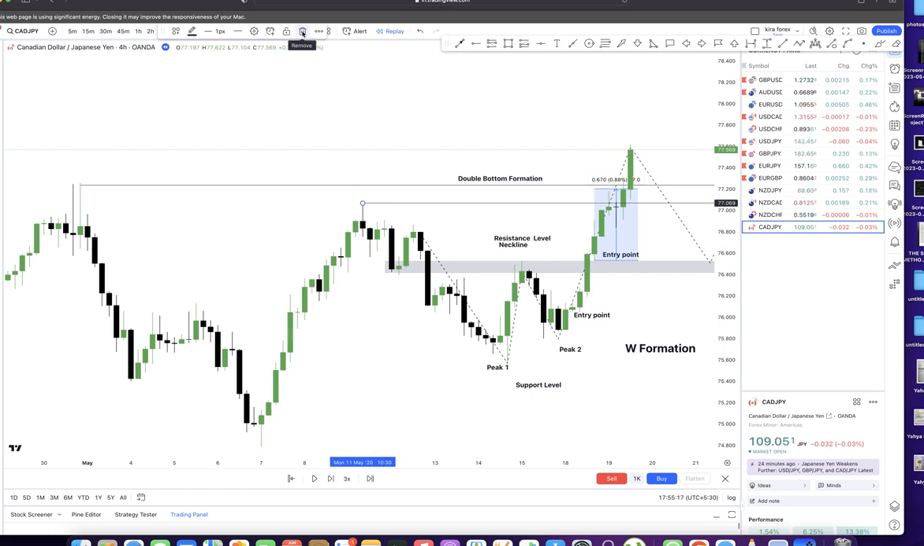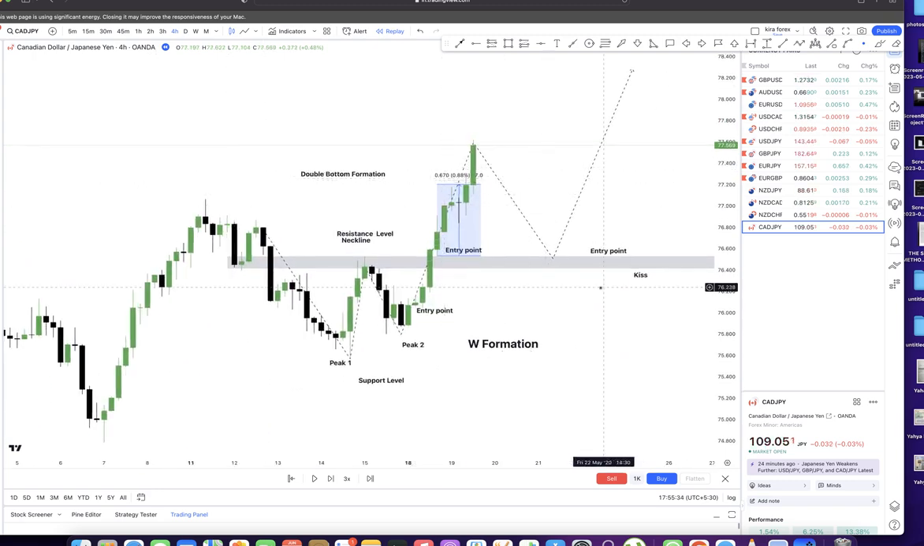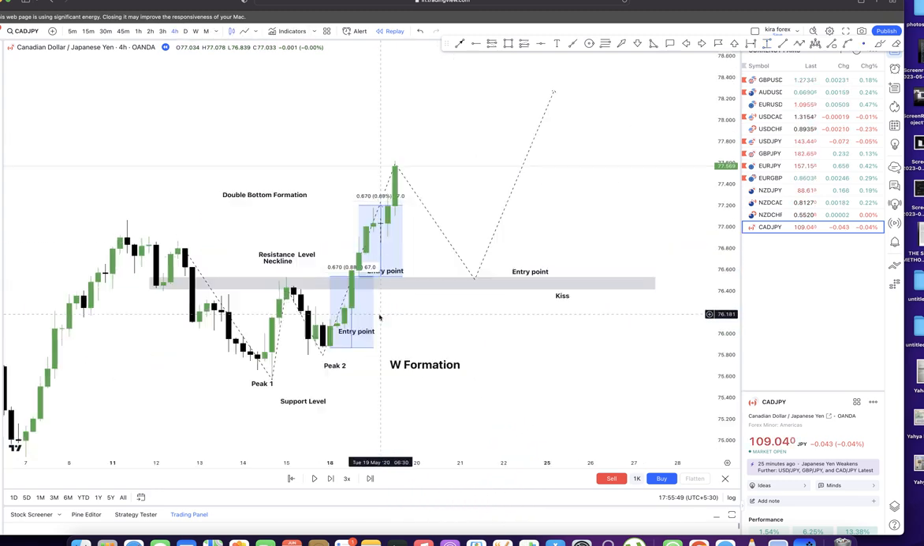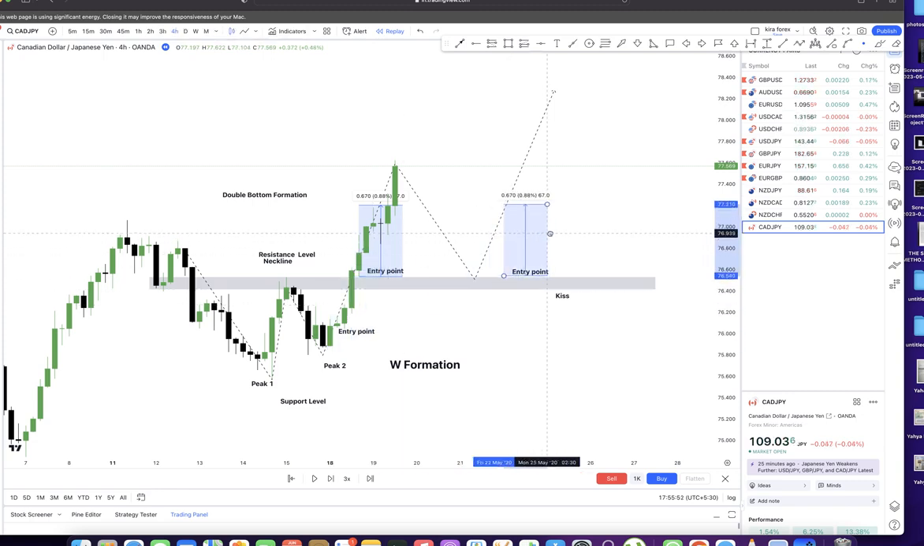And if you are someone that is going to enter after the break of the neckline, then you also take your profit here or at the previous high. So that is how you take your profits. Now, those of you who will be waiting for a pullback, you also take your entry from the pullback, and then you take profit using the same measurement from the second pick. So if you are taking your entry from here, you also take your profit around this area.